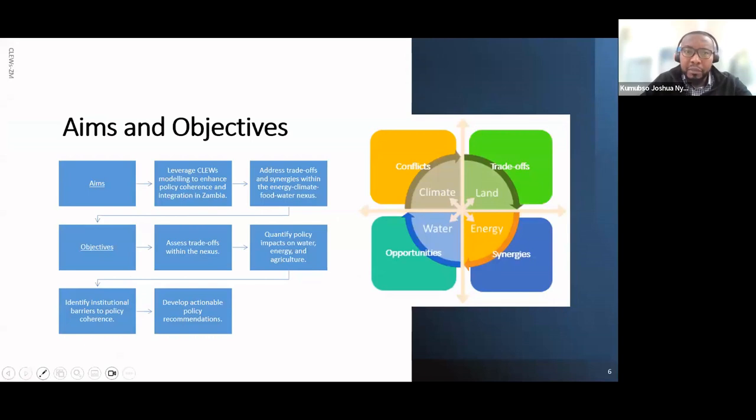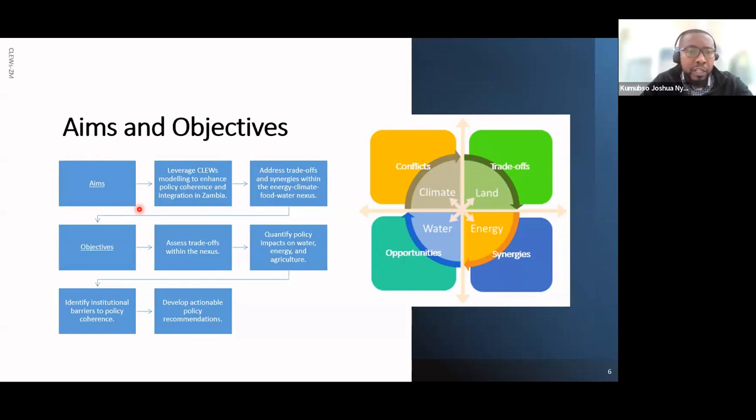Some of the aims and objectives are all about trying to appreciate synergies and understand conflicts that occur across the multiple resource uses. So the aim is pretty much to leverage CLEWs modeling to enhance policy coherence and integration in Zambia, and also to address trade-offs and synergies within the energy, climate, food, water nexus.